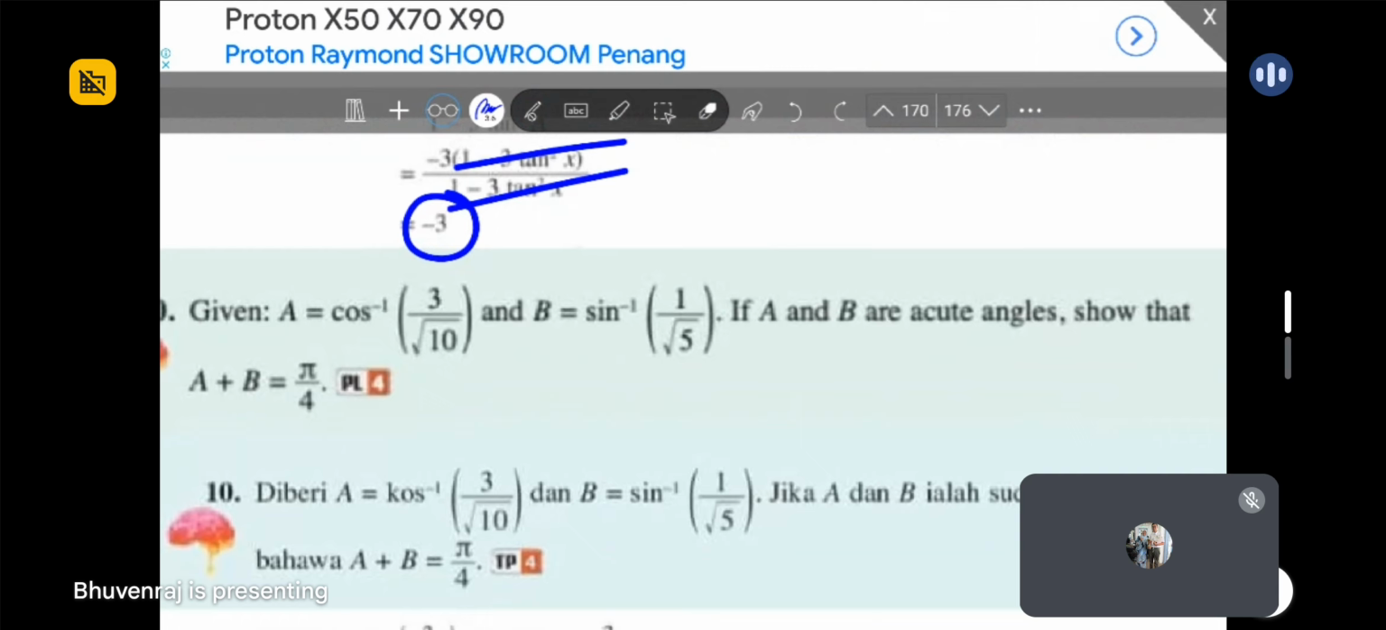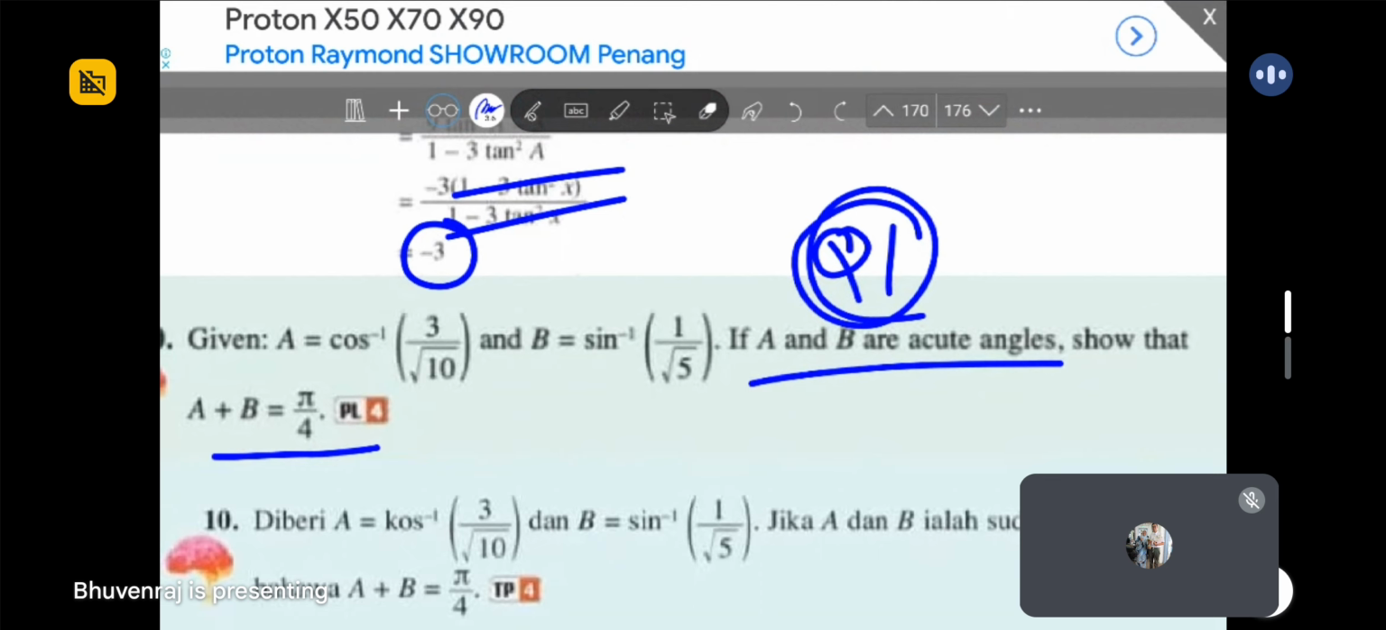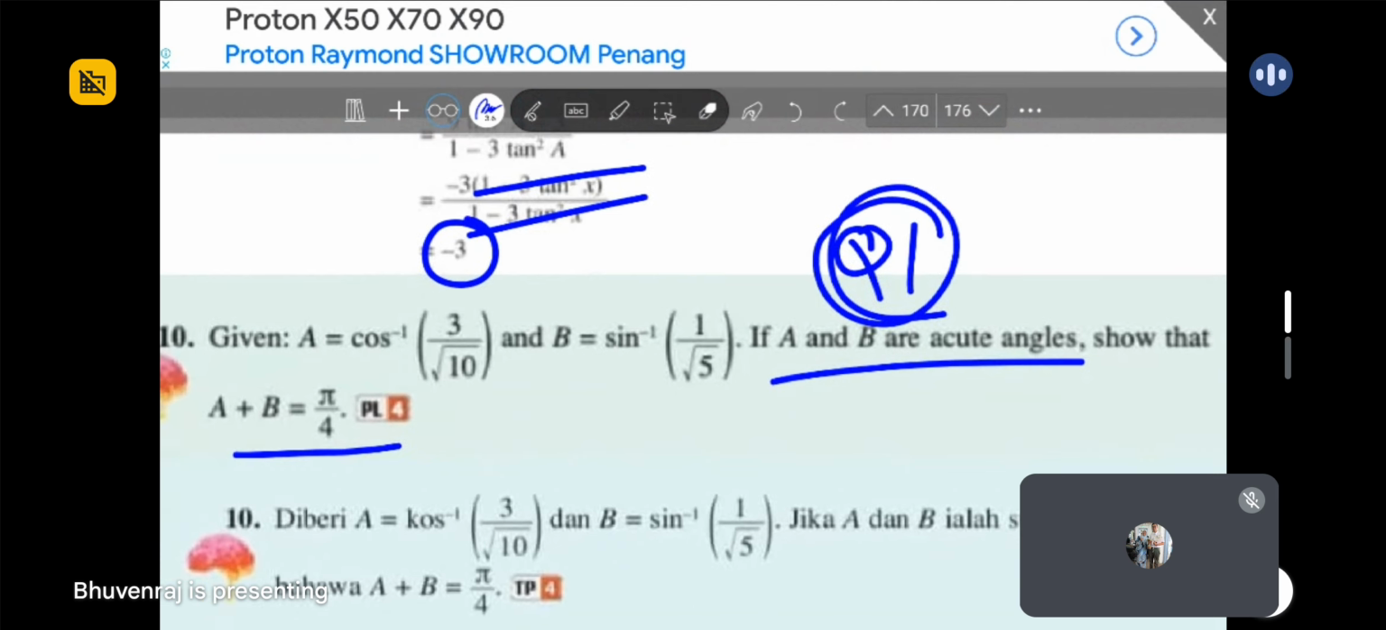Alright, okay, so we come to question 10 guys. Soalan ke-10. Okay, the last 5 questions. Okay, so for question 10, they're asking you, A and B are acute. So definitely you know this is quadrant 1, sukuan pertama. Okay, so now they ask you to show that the angle A plus B equals pi over 4. Okay, interesting. Okay, so for this question, first you must find what is cos A, what is sin B. Then only you can start.